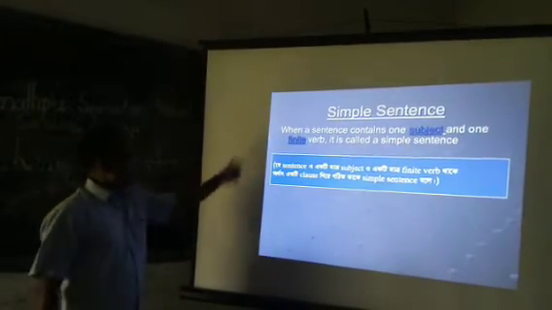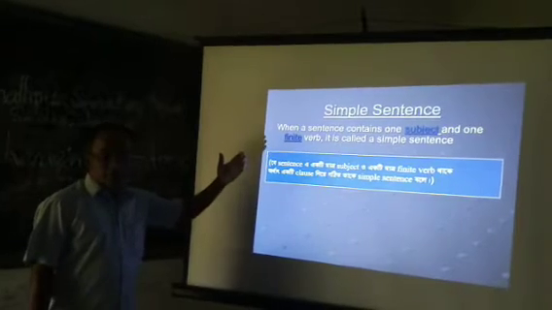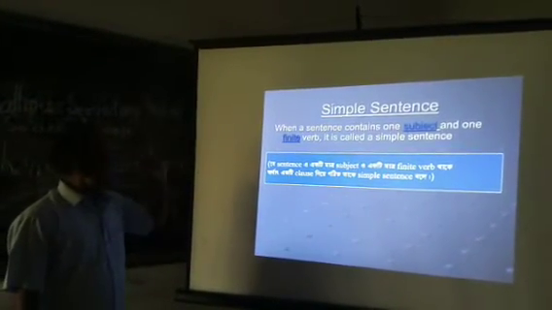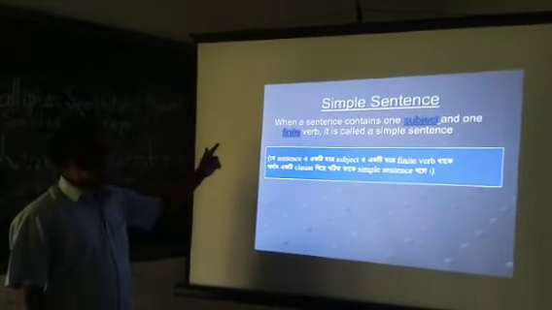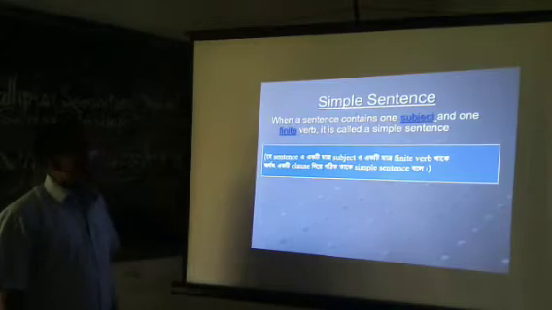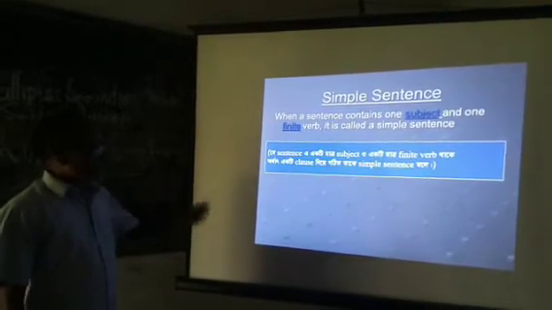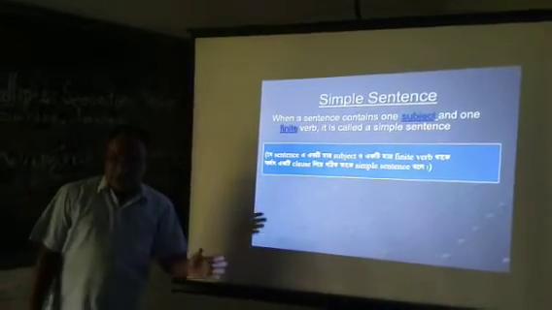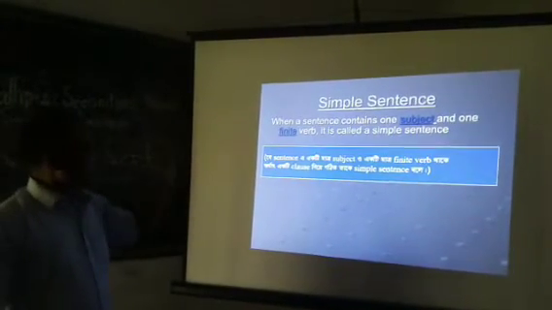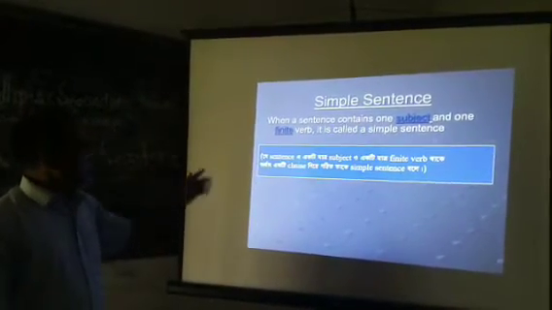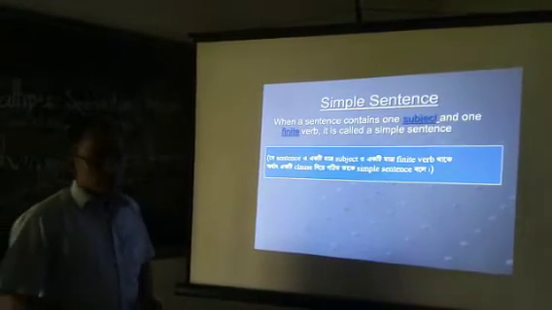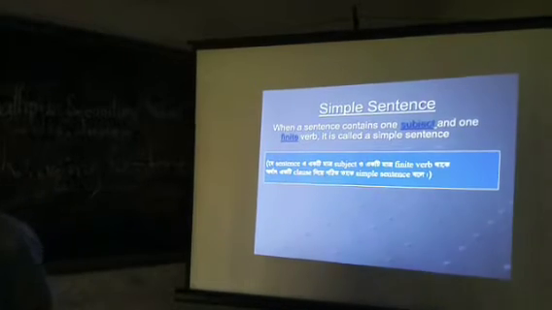First we see the simple sentence. What is called a simple sentence? A sentence is called simple when it contains only one subject and one finite verb. So in a simple sentence we find there is no conjunction. Without any conjunction, a simple sentence bears a subject and only a finite verb.